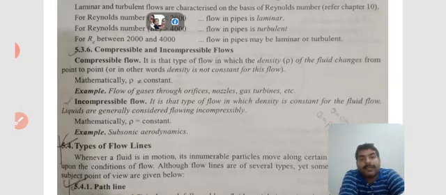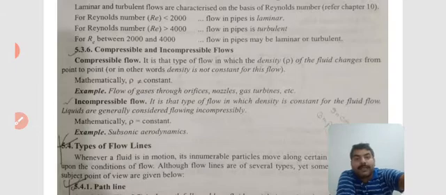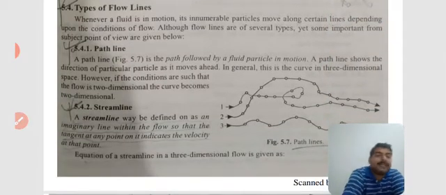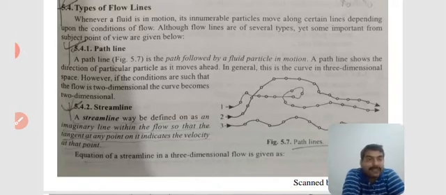Incompressible flow is that type of flow in which density is constant for the fluid flow. Liquids are generally considered to flow incompressibly. Mathematically, density rho is equal to a constant value. That is the subsonic or aerodynamics. Okay. Now, types of flow lines: path lines, stream lines, streak lines, etc.